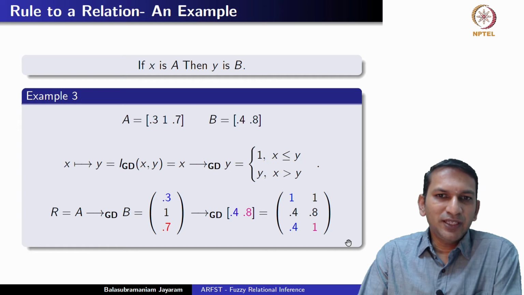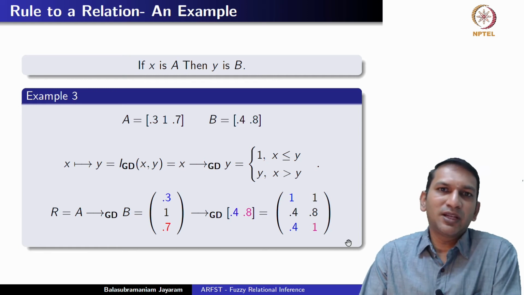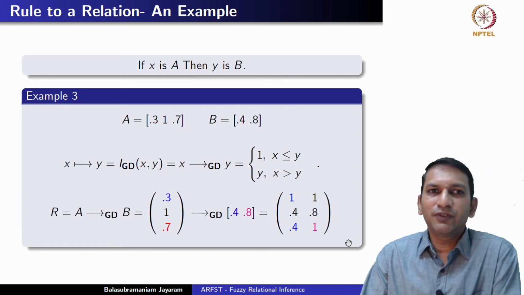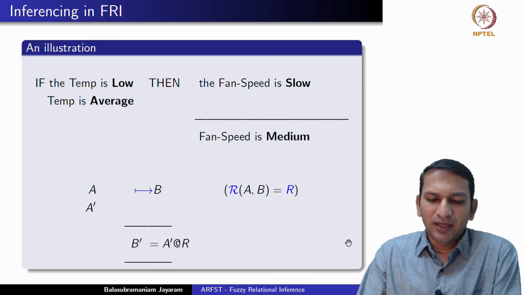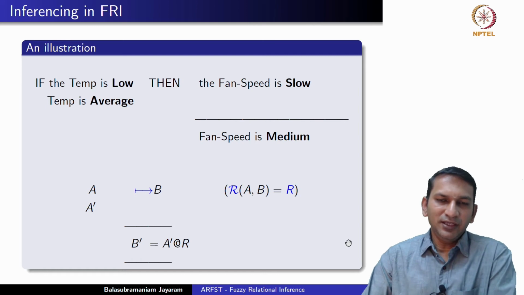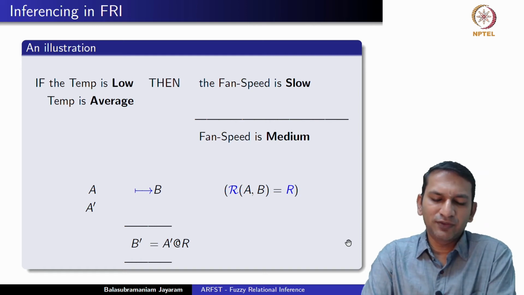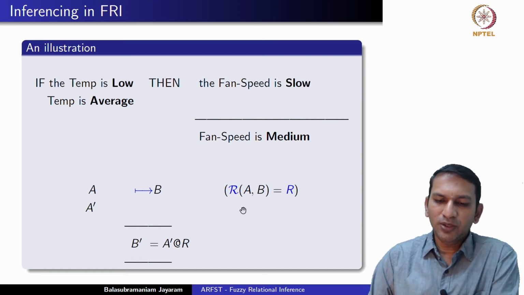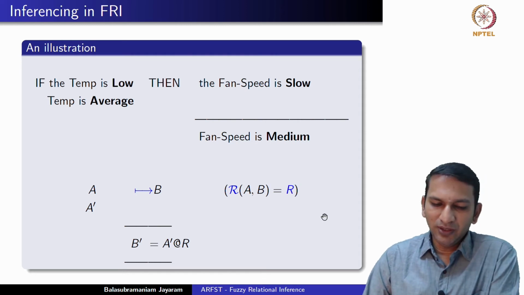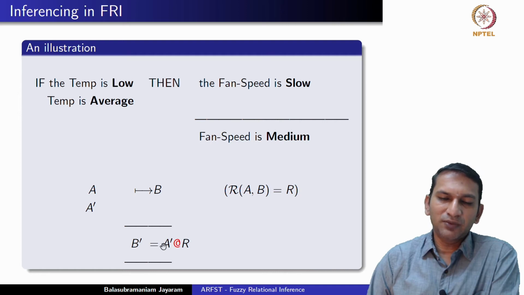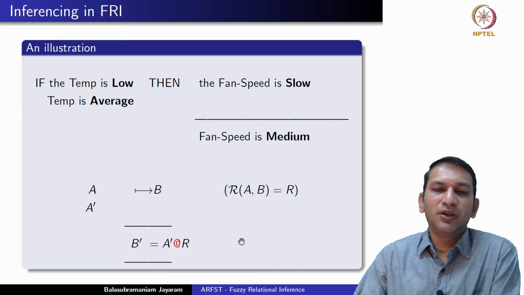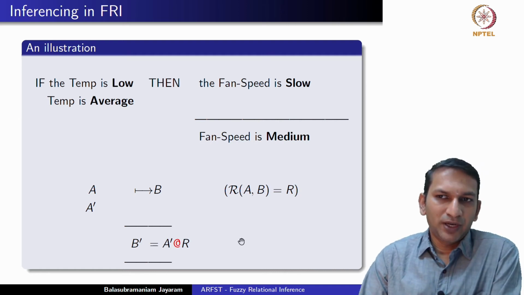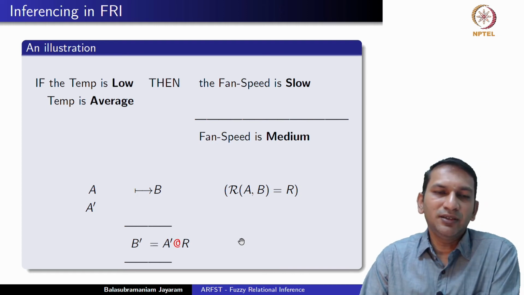Okay, so we have seen a couple of examples of how to translate a fuzzy rule into a fuzzy relation. Now, what we have seen is, in the process of inferring using an FRI, fuzzy relational inference, there are two steps. One, to convert the given rule into a relation. That is what we have seen now. Now let's look at the next part, which is applying a composition operation for a given input with this constructed fuzzy relation.